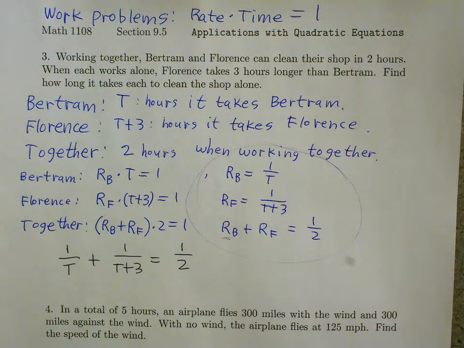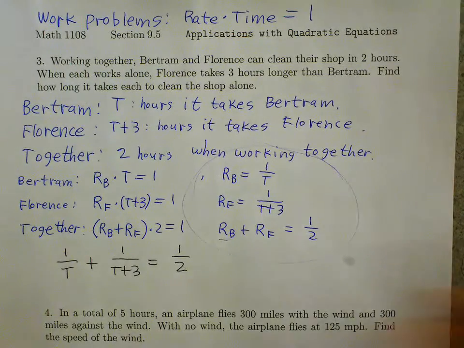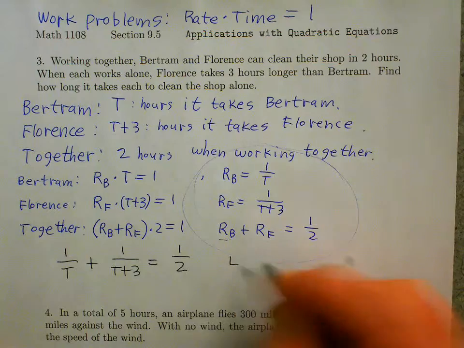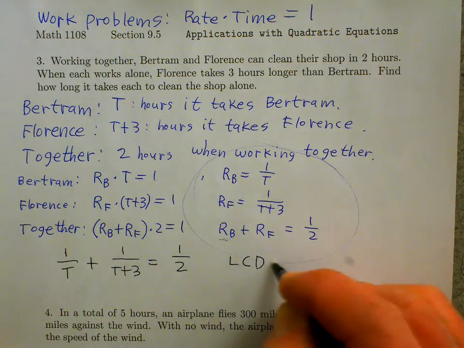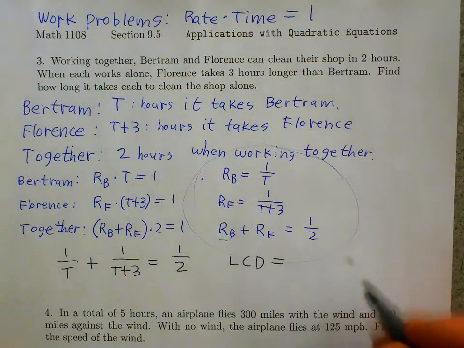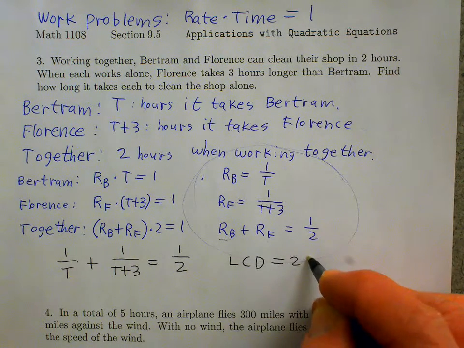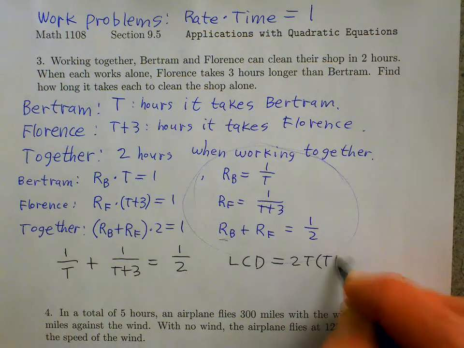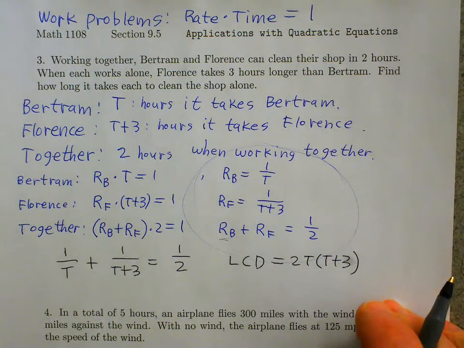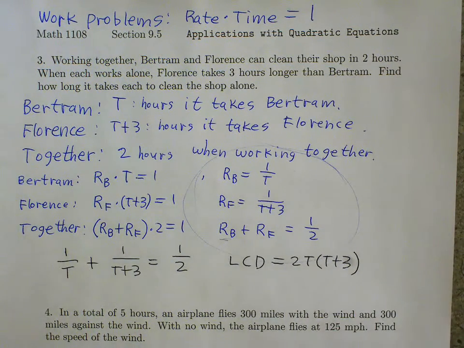Okay, we've seen equations like this before, an equation with rational expressions. One technique is to find the least common multiple of the denominators, called the least common denominator. So the least common denominator is 2 times t times the binomial t plus 3. And then we multiply every term on both sides of this equation by the least common denominator.